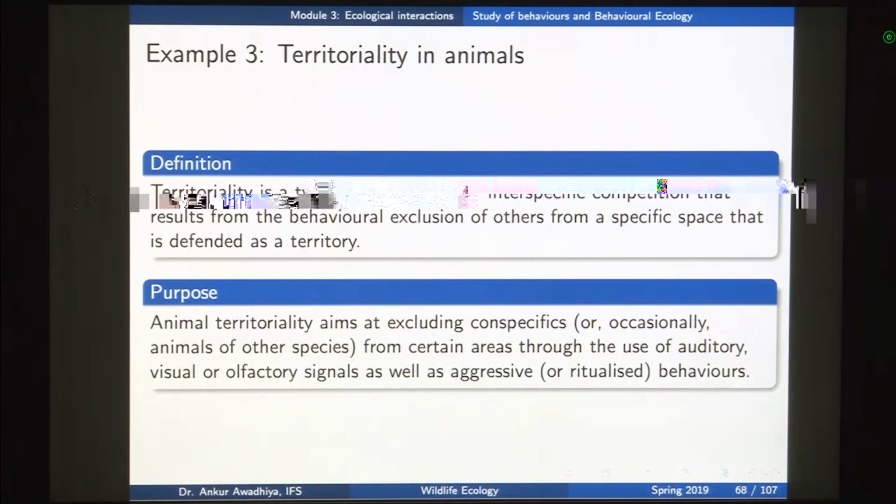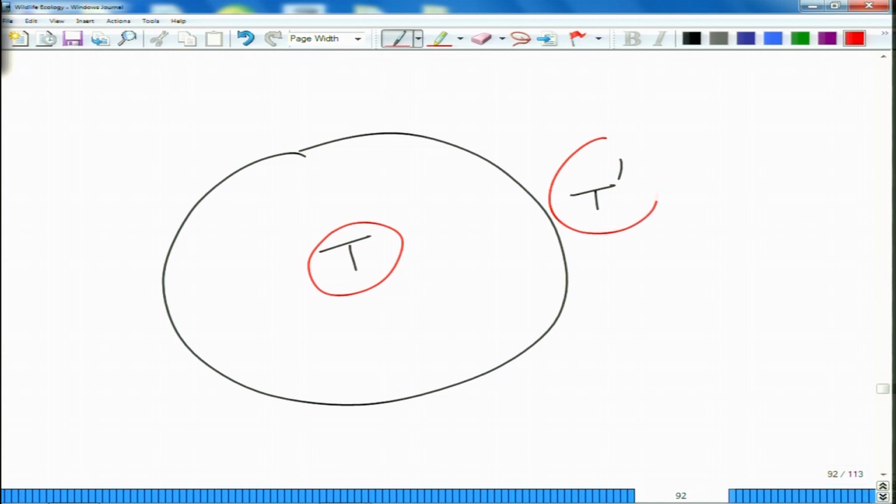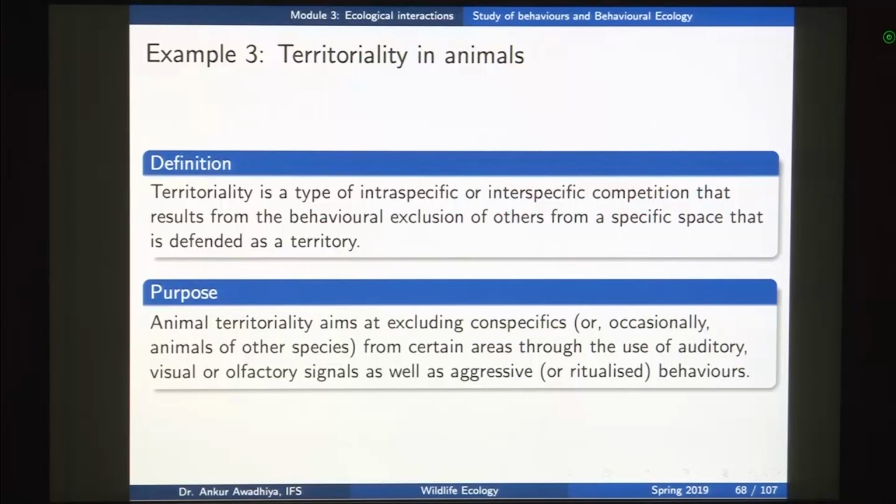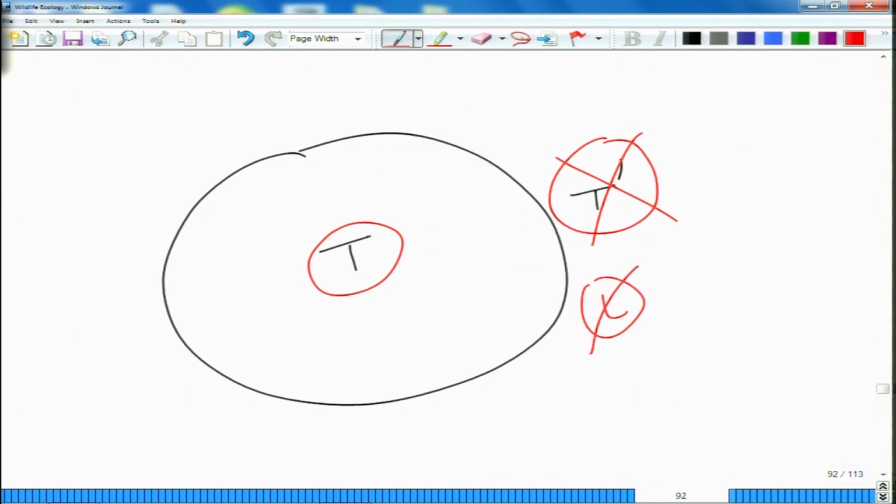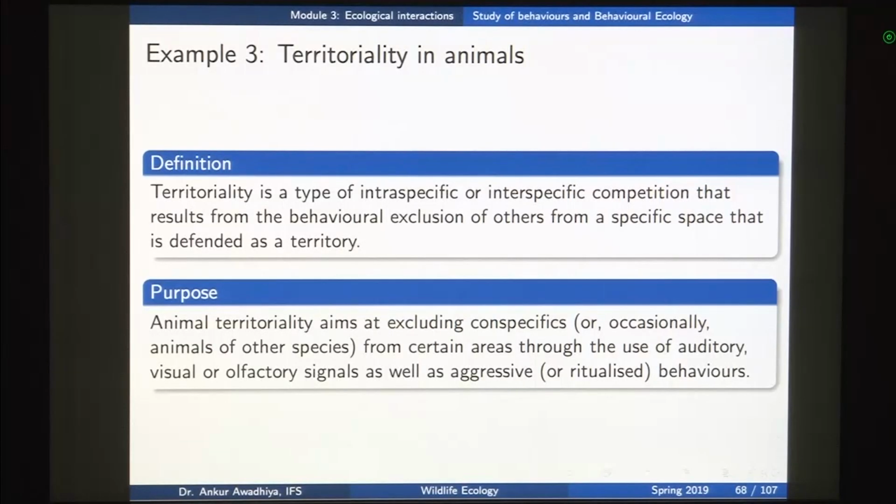So, if you have this tiger here, it will not allow this tiger to come into this territory. So, it is excluding another member of the same species, or occasionally animals of other species. For instance, if this tiger is not allowing a leopard to get into this territory, then we will say that it is excluding an animal of another species from certain areas through the use of auditory, visual or olfactory signals, as well as aggressive or ritualized behaviors.